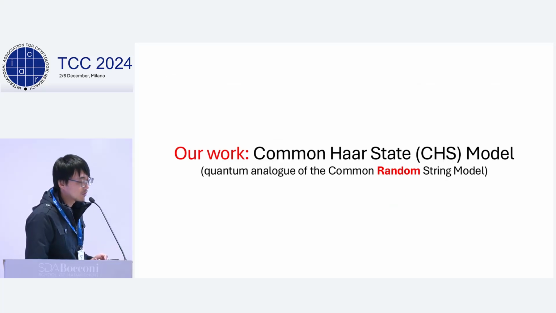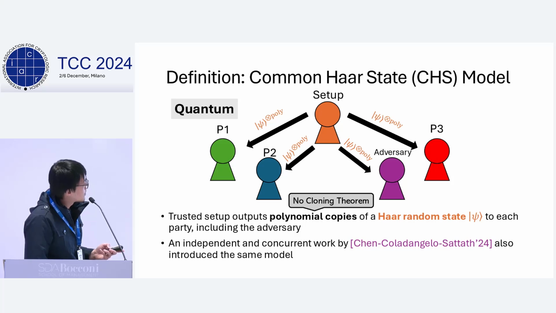In our work, we introduce a new model called the common hash state model, or CHS model. It's a quantum analog of the common random string model. In the CHS model, the setup outputs polynomially many copies of a hard random state to each party, including the adversary. We need polynomially many copies because of the no-cloning theorem. There's also an independent and concurrent work by Chen, Coladangelo, and Sattath, which also introduced the same model.